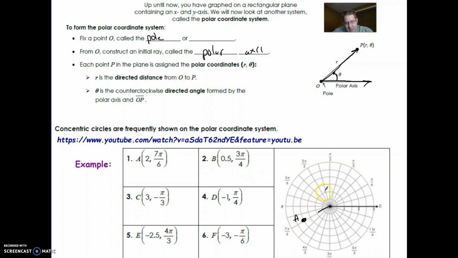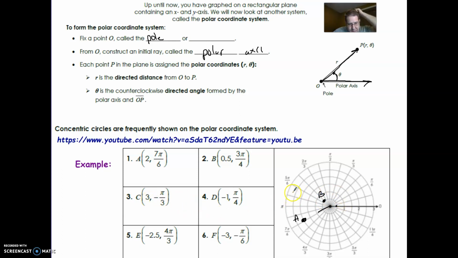Point B is going to be 1/2, so that's going to be on this circle right here. But it's also going to be at 3 pi over 4. So remember, 3/4 pi is almost 4/4 pi. So that's 1/4 pi, 2/4 pi, 3/4 pi, and then 1/2 will be right there. Getting specific, that's point B.